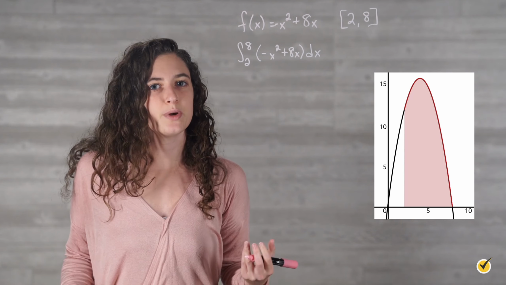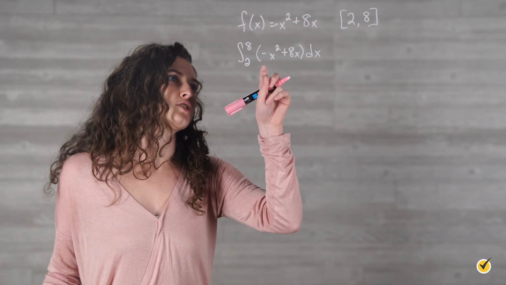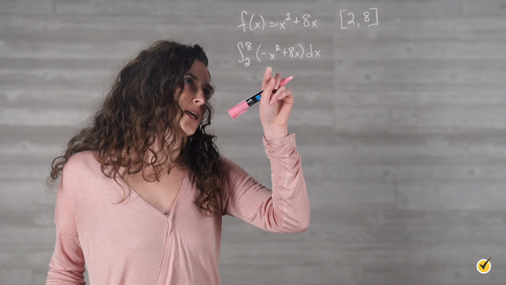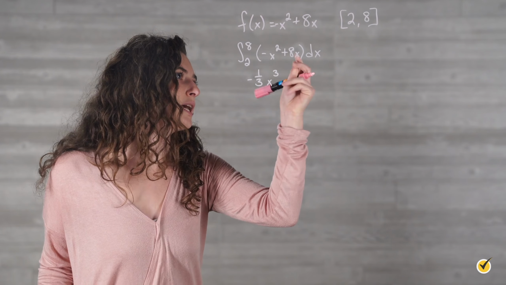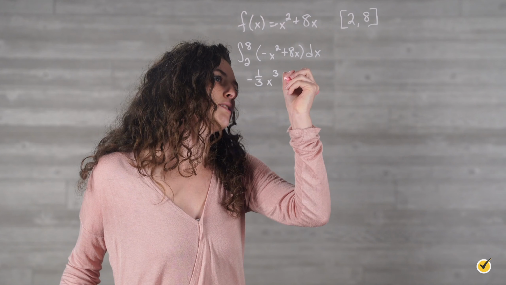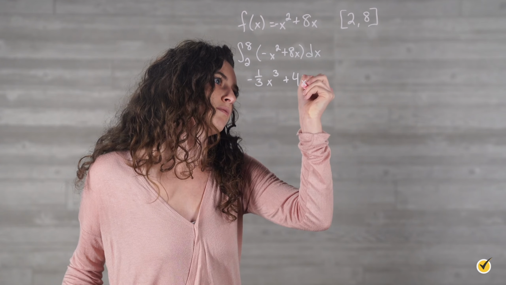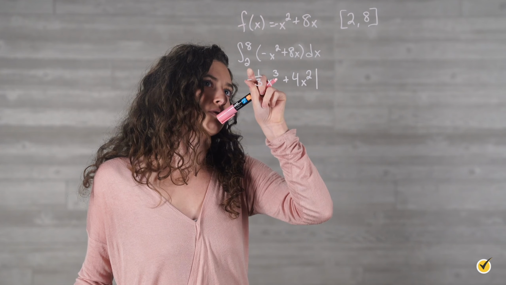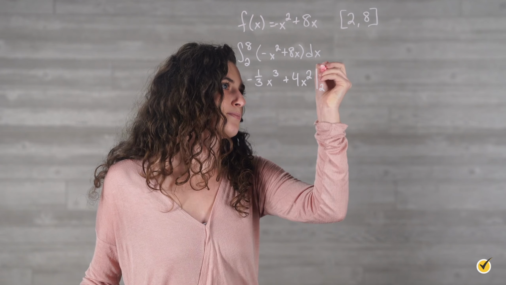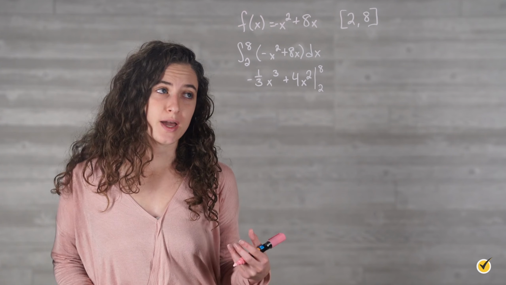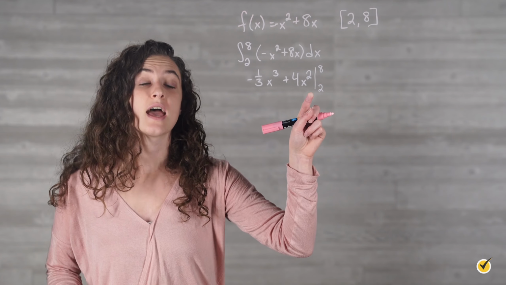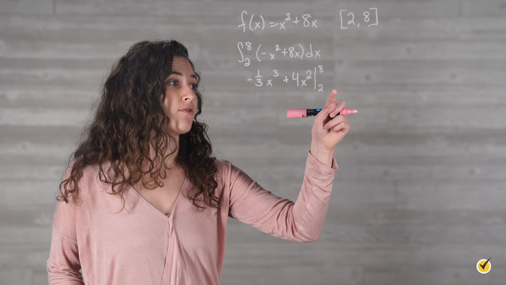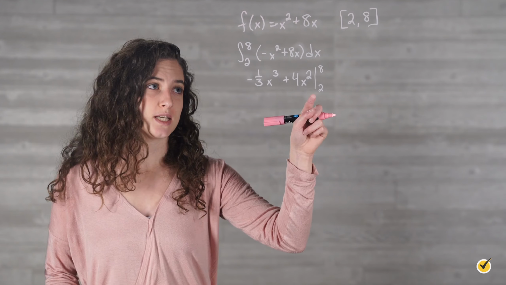To solve this integral, we can integrate each term separately. So the integral of negative x squared is negative 1/3 x cubed, and the integral of 8x is 4x squared. And then we'll integrate that from 2 to 8. So to evaluate, we first need to plug in the larger number 8 anywhere we see an x, and then we'll subtract the function when we plug in 2 anywhere we see an x.